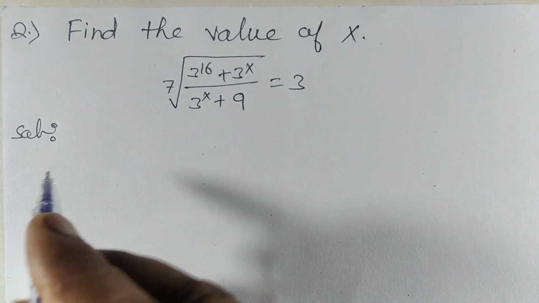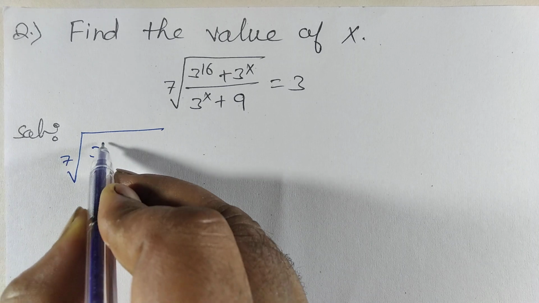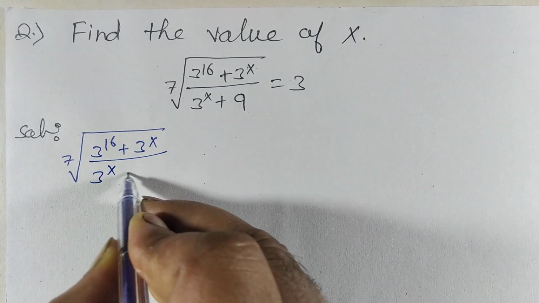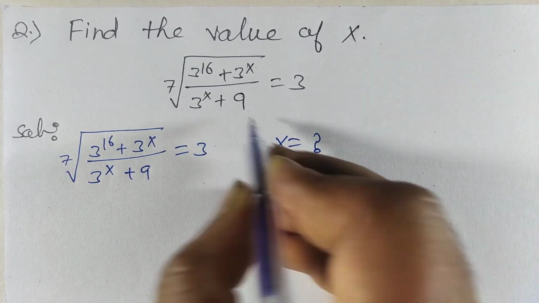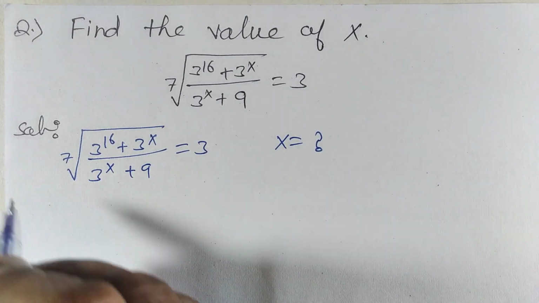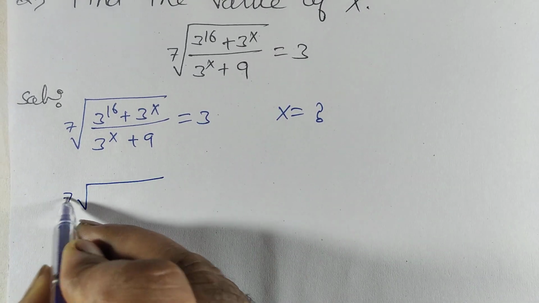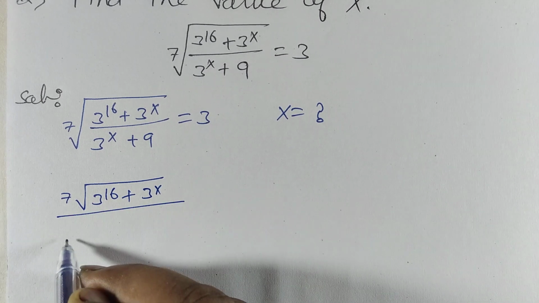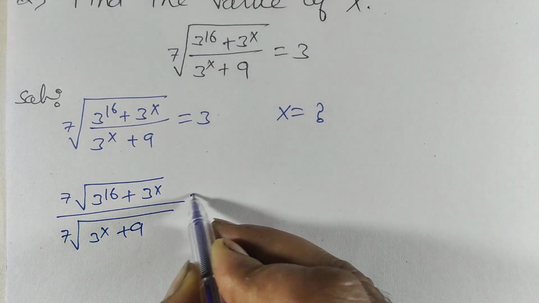Now on solving this problem, given that the 7th root of (3 to the power 16 plus 3 to the power x) over (3 to the power x plus 9) is equal to 3, we have to find the value of x. The root can be written separately: the 7th root of 3 to the power 16 plus 3 to the power x, over the 7th root of 3 to the power x plus 9, is equal to 3.